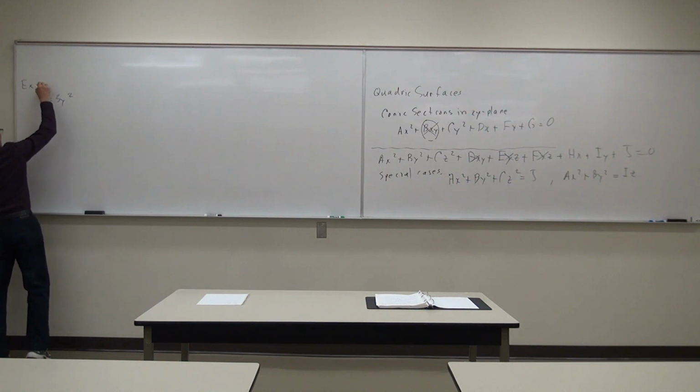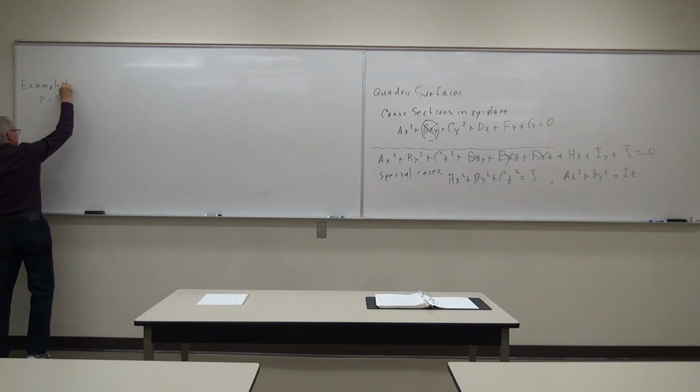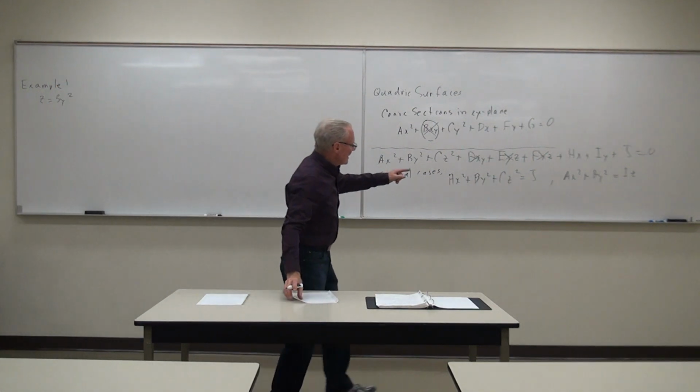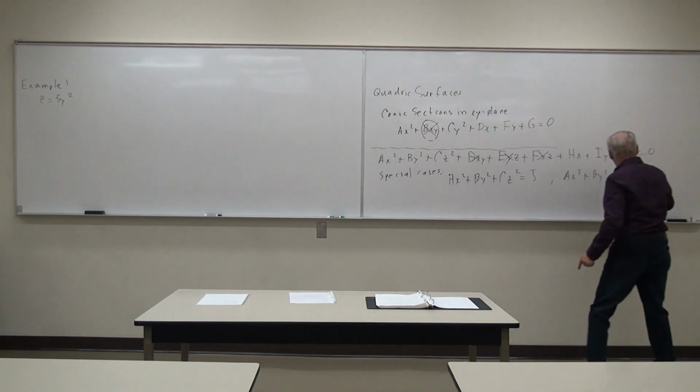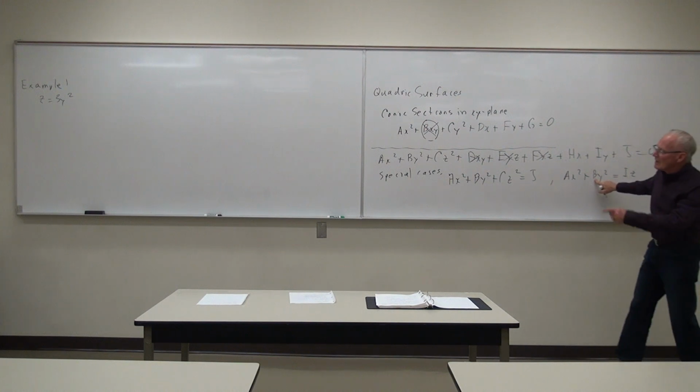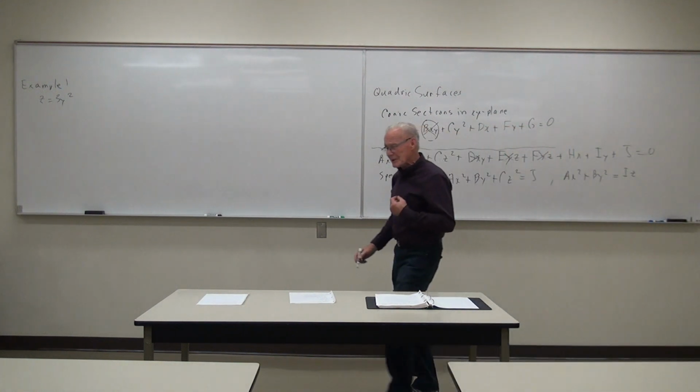Example 1 for quadric surfaces. Z is equal to 3y squared. Well, let's say, and that would be this one if you put the I equal to 1, you put the A equal to 0, and you put the B equal to 3. Then you'd have this one. So it is an example quadric surface.